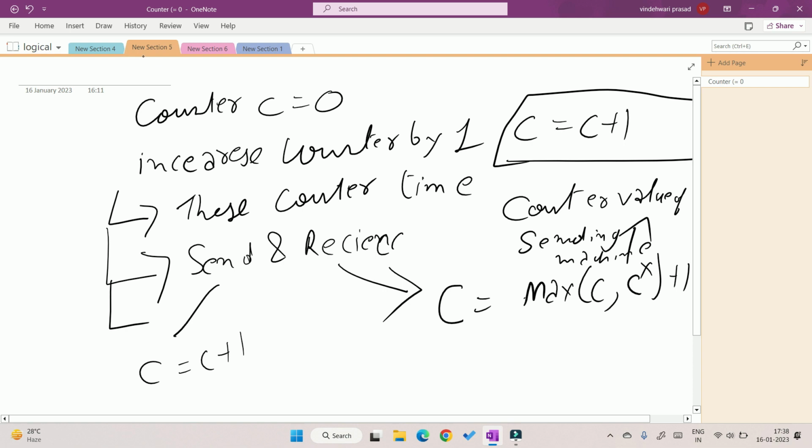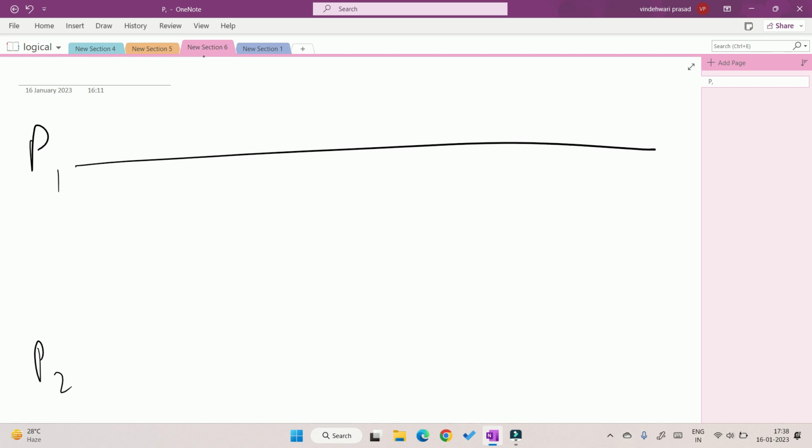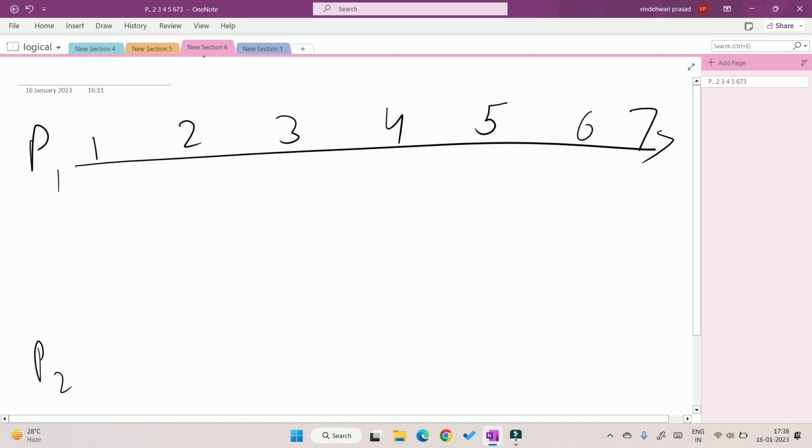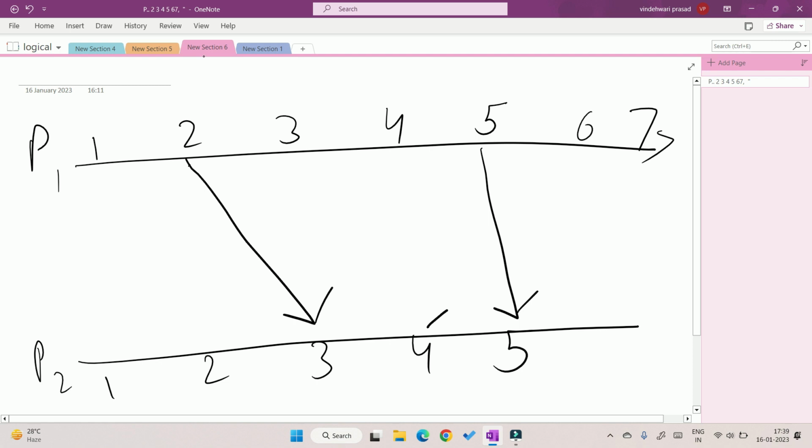I hope you are getting very confused. So let's see the example, and with the example you will understand it in a very good way. Suppose there are two processes, P1 and P2. P1 has different events: 1, 2, 3, 4, 5, 6, 7 different events happen here. And in P2 there are some other events, 1, 2, 3, 4, 5. Now suppose event 2 here sends a request to event 3 here. Now 5 here sends a request to here. And 4 sends a request to 7.